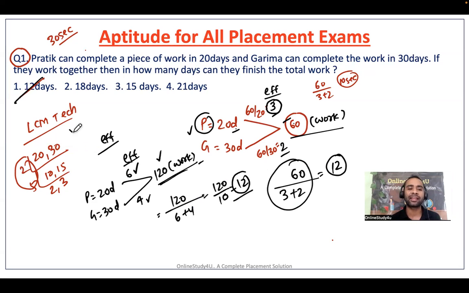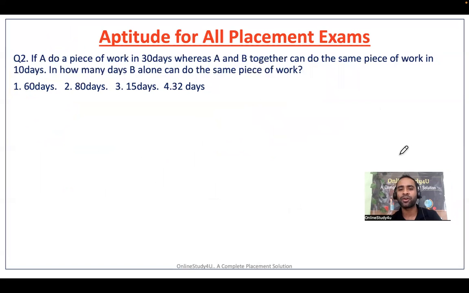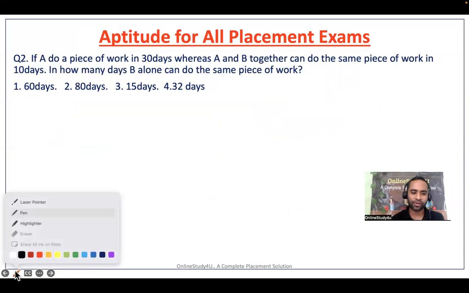Even if you take the LCM or you assume any value, your answer will remain the same, no problem. Then, sir, why are we taking the LCM? If you take the LCM, the number will be small because LCM is the least common multiple, and your calculation will also be small. Okay. Now, question number 2.